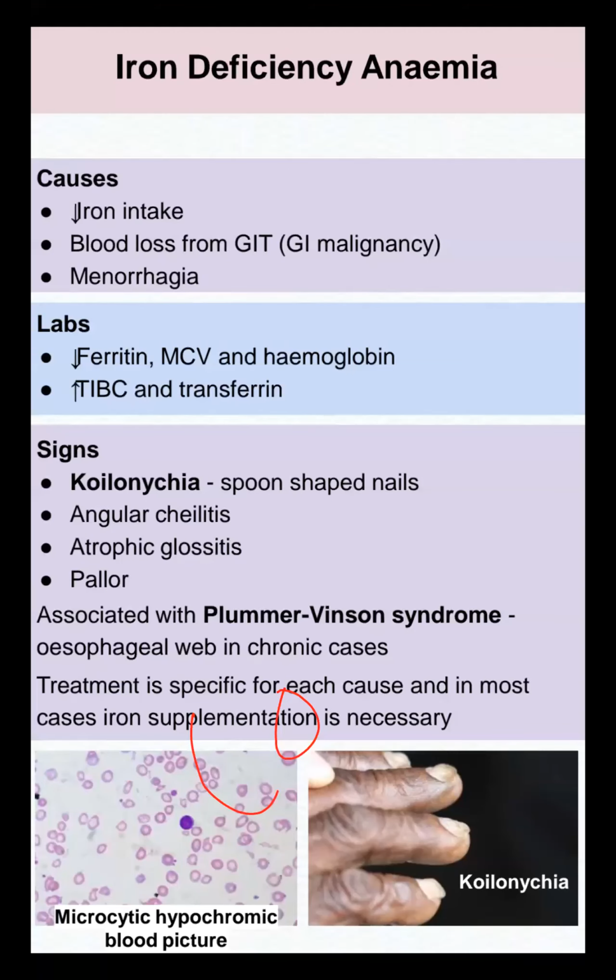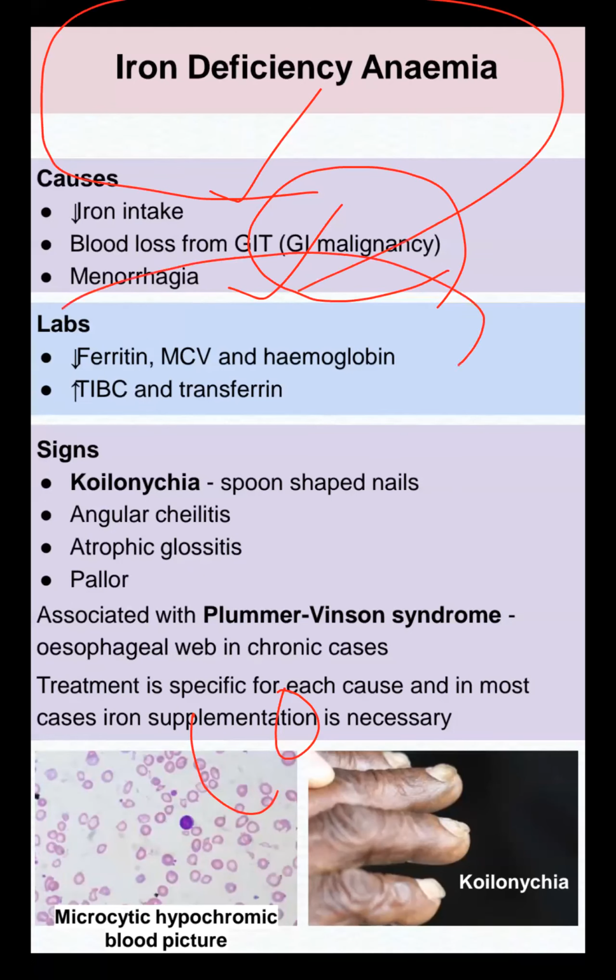Iron deficiency anemia. See, who are taking less iron, or a female patient with menorrhagia, blood loss, it could be GI malignancy, it could be liver cirrhosis, or CKD patients. They are not able to produce erythropoietin, so erythropoietin deficiency. Liver cirrhosis patients, esophageal varices patients, are losing blood, so iron deficiency anemia.